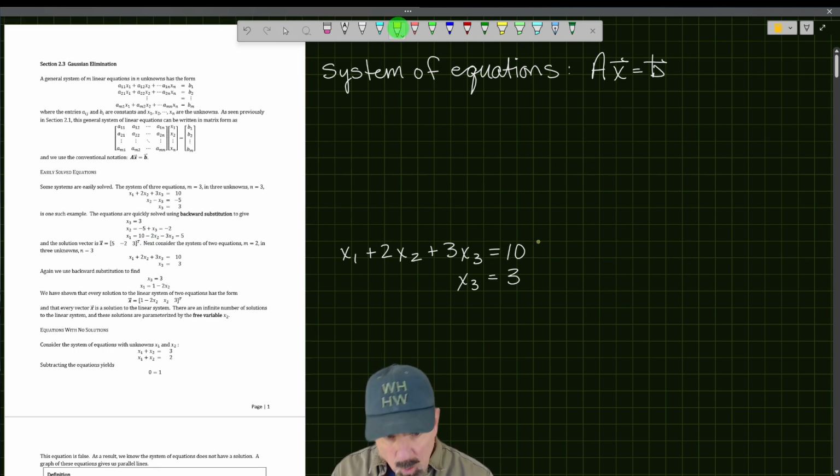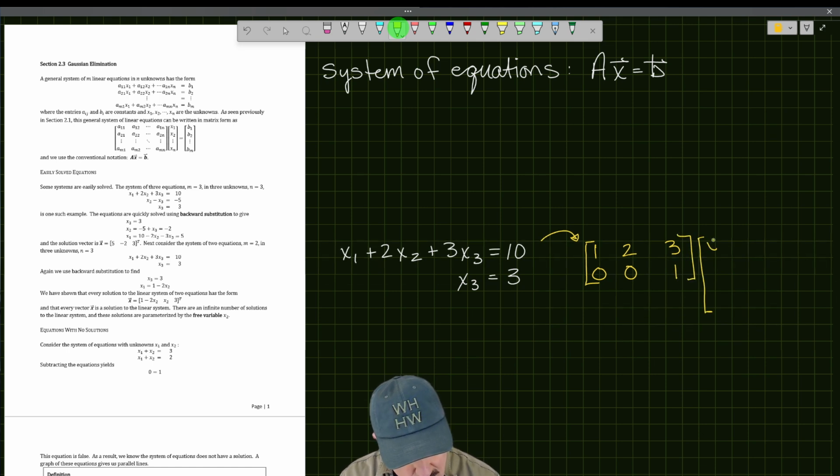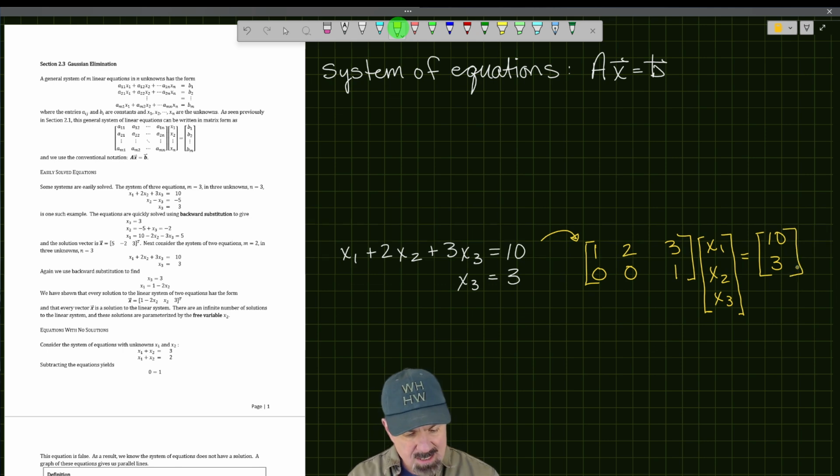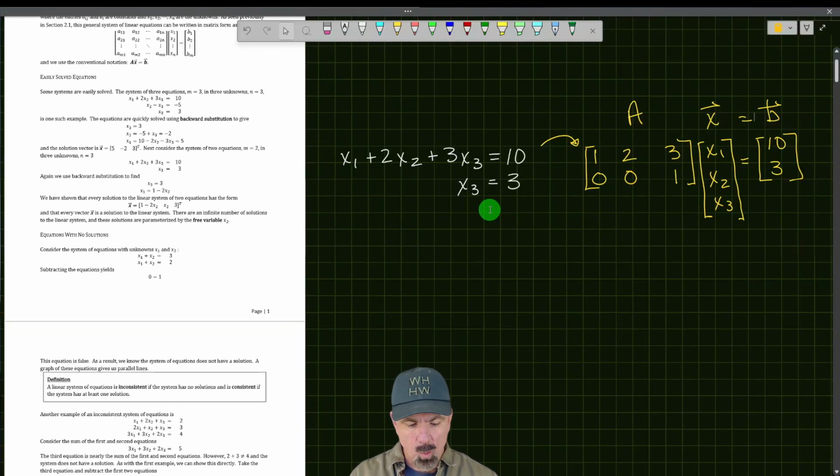So first things first, what we're going to do is take a look at how this appears when we put it in matrix vector form. So in matrix vector form, we have the coefficient matrix, which is going to be 1, 2, 3, 0, 0, 1, multiplied times the vector of unknowns, which is x1, x2, x3, and then we have the right-hand side vector, and the right-hand side vector in this case is 10, 3. And we can see that this is obviously the Ax equals b format that we're talking about for matrix vector form.